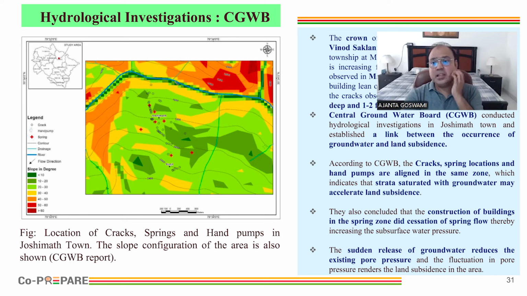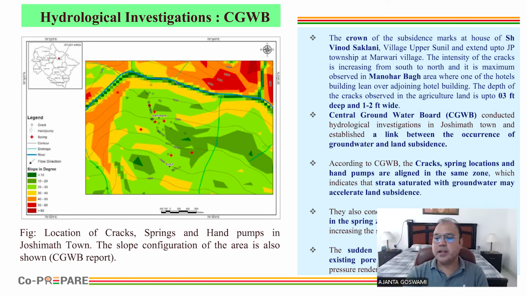The CGWB conducted hydrological investigation in Joshimath Town, and they have established a link between the occurrence of groundwater and land subsidence. So according to them, there is a relation between groundwater and land subsidence. According to CGWB, the cracks, spring locations, and hand pumps are aligned in the same zone, which indicates that strata saturated with groundwater may accelerate land subsidence. So this is what they concluded, that those strata which are saturated with groundwater may lead to accelerated land subsidence.